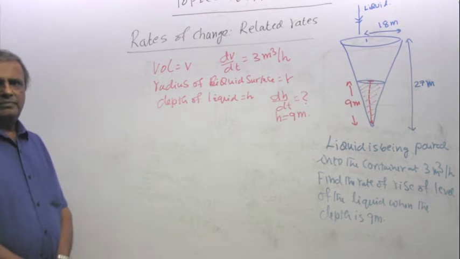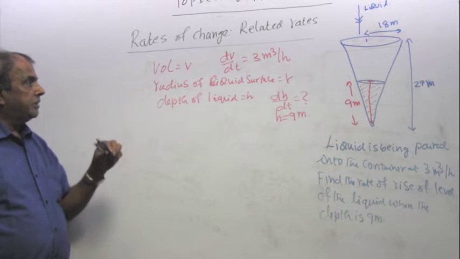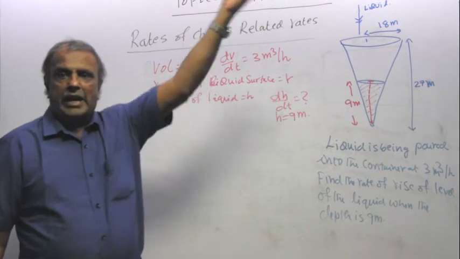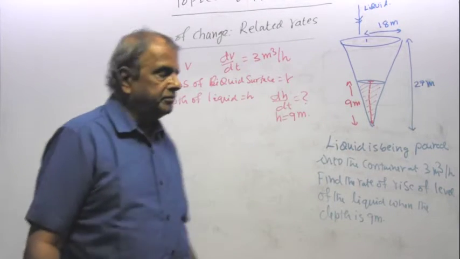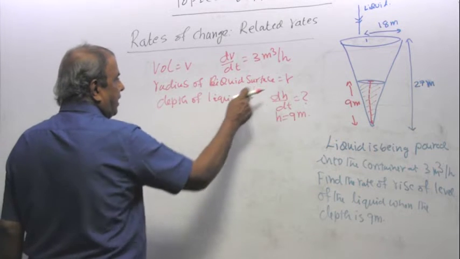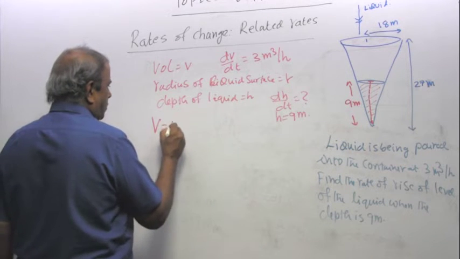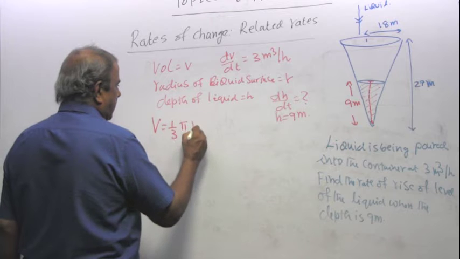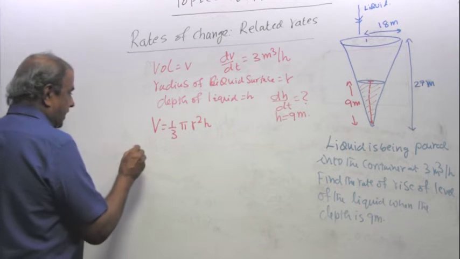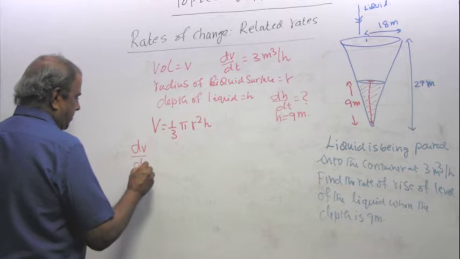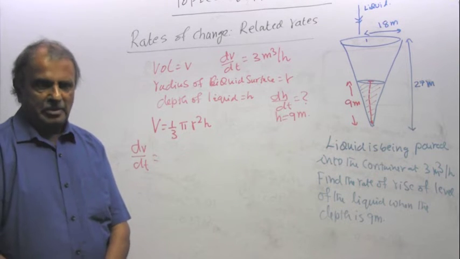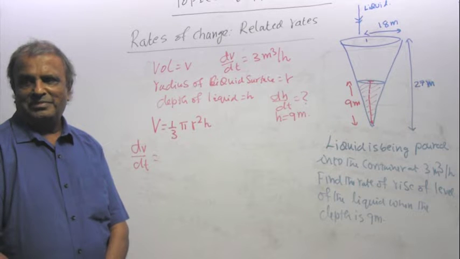That's the question. So identify the variables, write down any information given, write down what rate you are asked to find. Good? Then, what's the relation between V, R and H? V equals 1/3 pi R square H. I need to find dV by dt. I cannot find dV by dt as such. Can somebody tell me why? Yes?